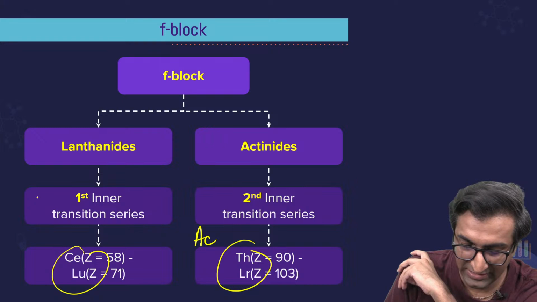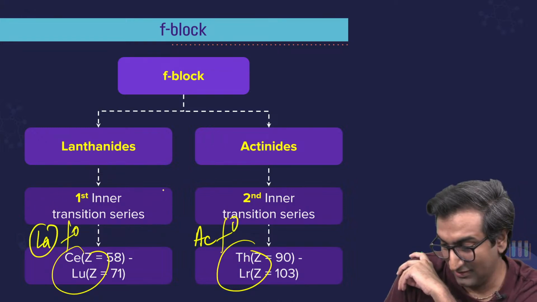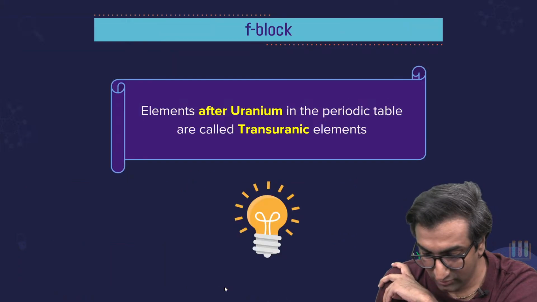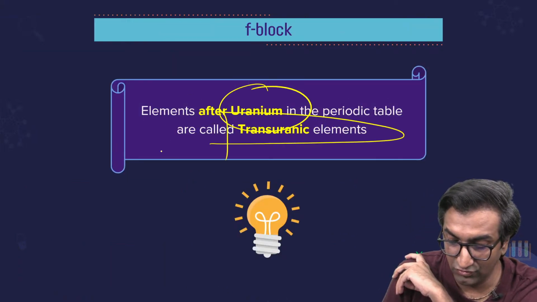You don't mention Ac and La, which are the first elements because they're f0. So you say, nah, they're not really lanthanides. All right, cool. F block are weird. After uranium, transuranic elements.